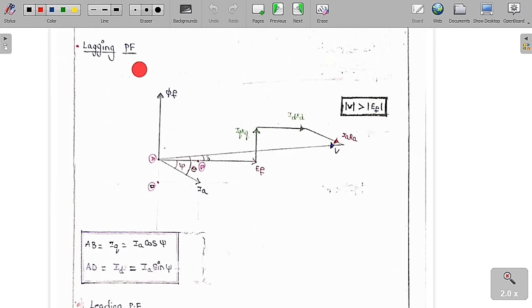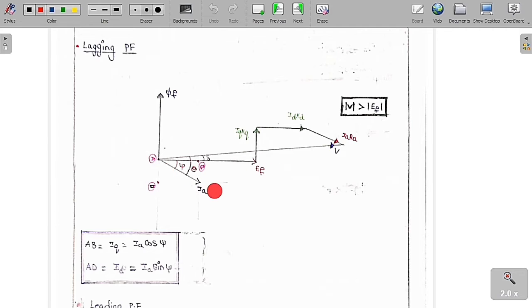For a lagging power factor, the field current is very low. Whenever the field current is low, as I've already told you, the magnitude of the EMF is less than the magnitude of the terminal voltage. Now I am going to draw the phasor diagram for this lagging power factor, taking the reference voltage as EF.